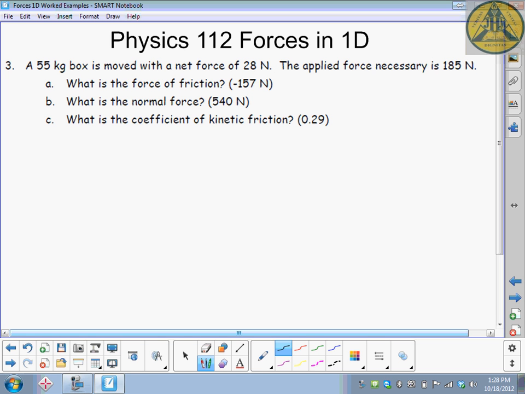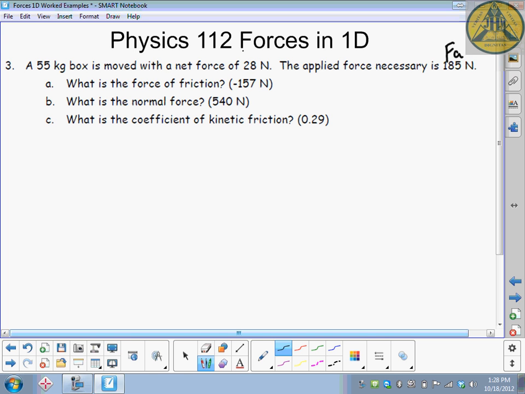And this is problem 3 of 5 for our grade 11 forces in one dimension section of the 5 questions you're responsible for. This one reads, a 55 kilogram box is moved with a net force of 28 newtons. The applied force necessary is 185 newtons. So remember that the applied force and the net force are in the same direction. If the net force said negative, then there'd be something pushing this box in the other direction, and that's not the case. So our applied force is right there.